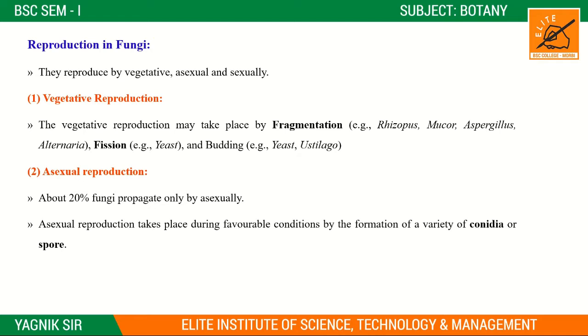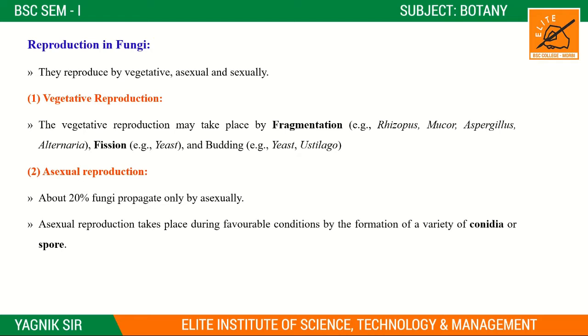spores, and these spores are variable in structure, shape, size, everything. Morphologically and physiologically these spores are very different, and these spores are formed in favorable conditions, right? So that's why we write here that asexual reproduction takes place during favorable conditions, right? Favorable and unfavorable are the two conditions, but these spores grow and develop in favorable conditions, forming a variety of conidia or spores. Another name for spore is conidia, right? The structure is similar.